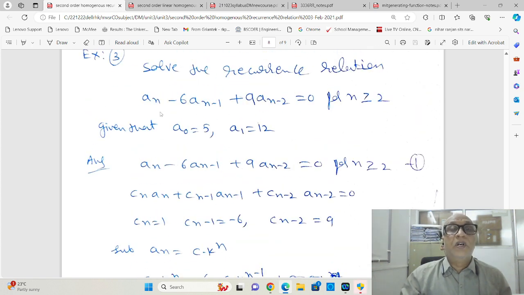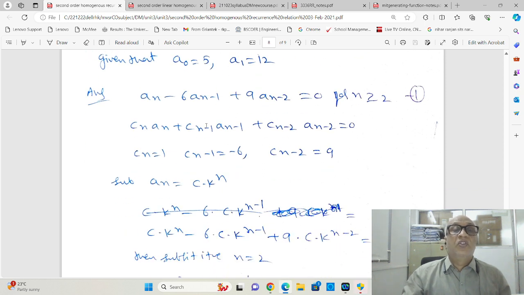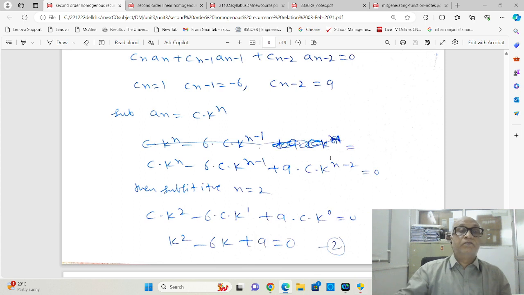Here the equation is given as a n minus 6 a n minus 1 plus 9 a n minus 2 equal to 0, and the value of a0 is given as 5, a1 is given as 12. So same thing, the Cn value will be 1, Cn minus 1 value will be minus 6, Cn minus 2 value will be 9.